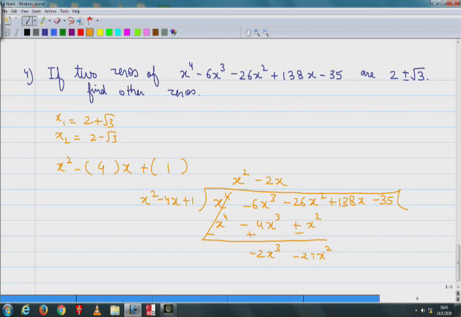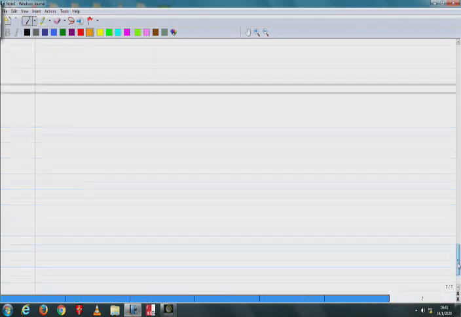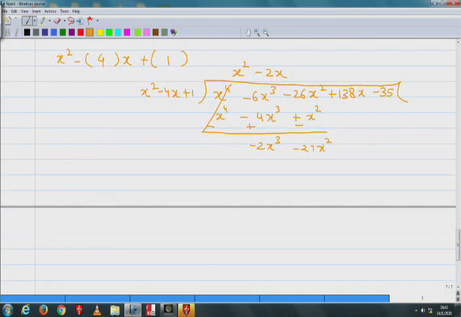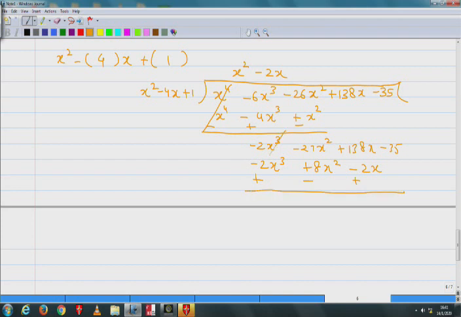Now we'll multiply with negative 2x. So x square into negative 2x is negative 2x cube. Then it will become plus 8x square. And this will also be copied, plus 138x minus 35. And 1 into minus 2x is minus 2x. Changing sign, subtracting, positive, negative, positive. This will get cancelled out. 27 and 8 will become 35x square plus 140x minus 35.